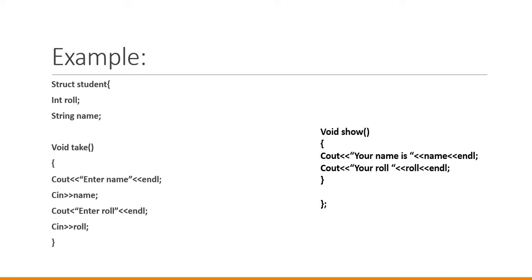So we have integer roll number and name in string data type. First, in a take function we are getting the data from the user. The user will enter his or her name, and this will be stored in the string type name, and he will enter the roll number in the variable roll. And then in the next function we are going to display this information, that is, what is your name. So your name will be displayed in this show function, and your roll number as well.